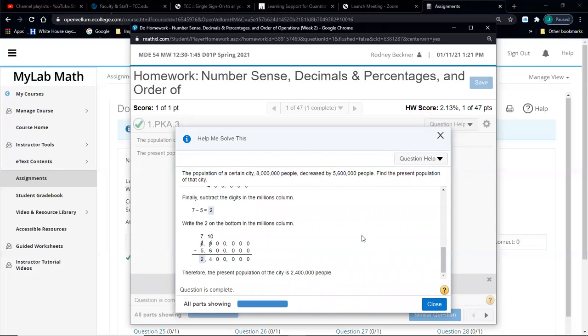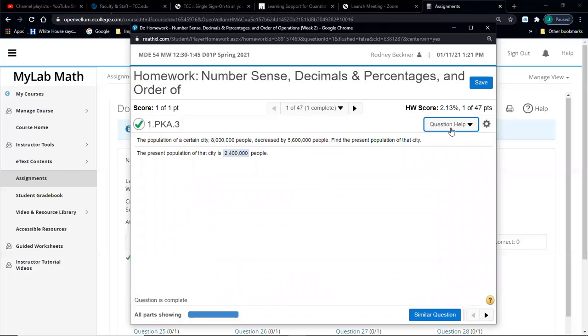Therefore, the answer is 2.4 million. So that was when we did 8 million minus 5.6 million. Now, if I hadn't answered this correctly already, when I close this, you would see these numbers change when you do Help Me Solve This. Let me show you.